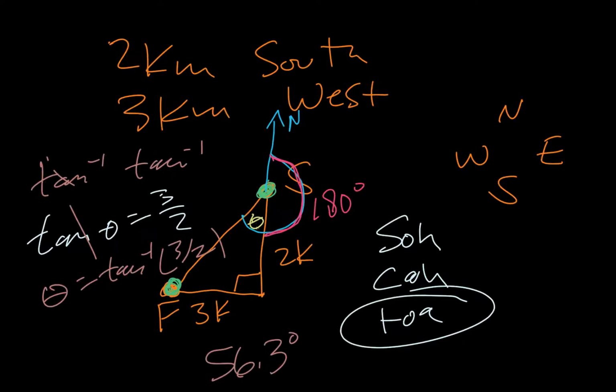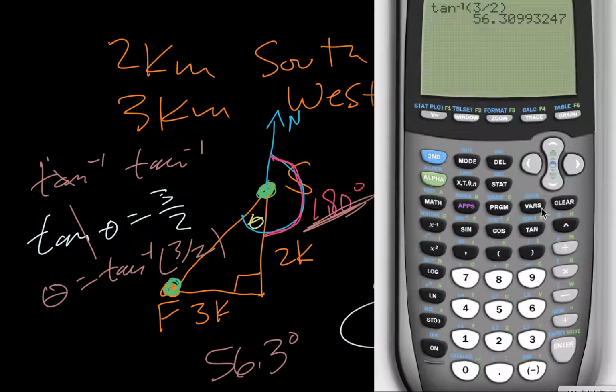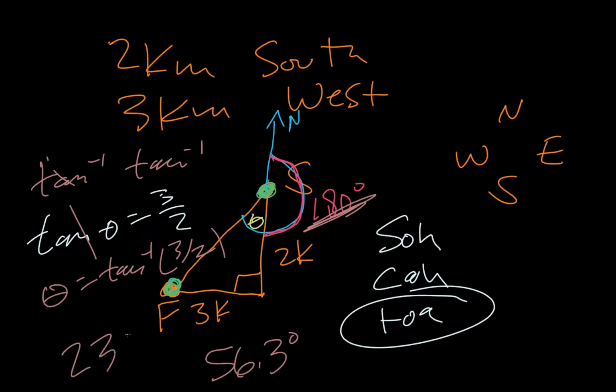And that was just the theta, so we also need to add 180 to that. And so we have 236, that's our 3 digits, and that's our answer.